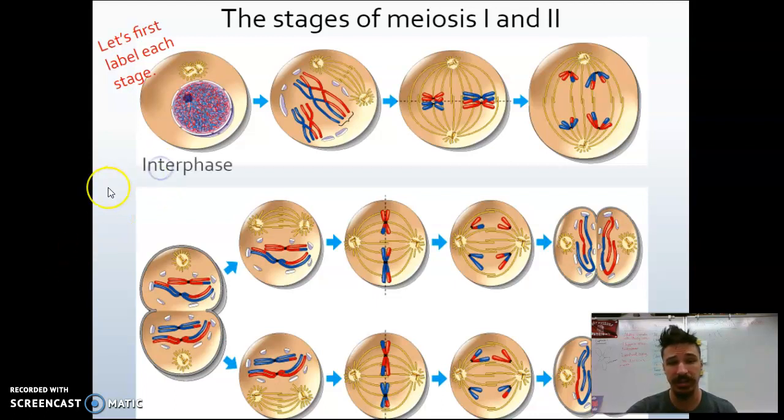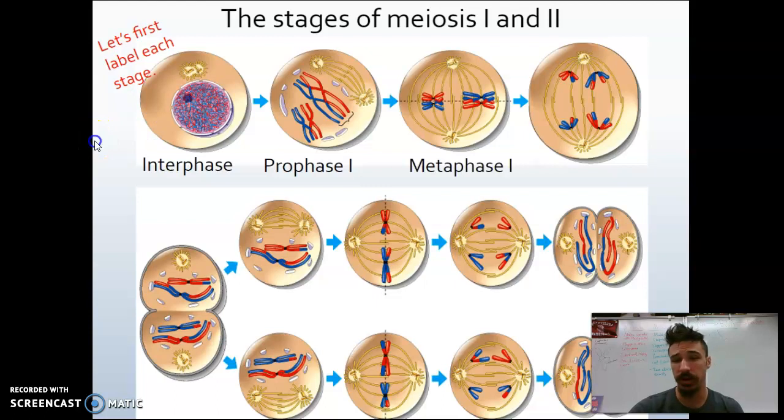This first one is interphase, right? Because interphase happens before meiosis and mitosis. It doesn't matter. Interphase is always that 90% of the cell cycle where G1, S, and G2 occur. Then you have prophase 1, because this is meiosis 1 up top. Metaphase 1, anaphase 1. And again, notice all the same characteristics are here.